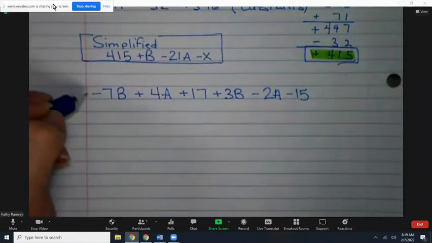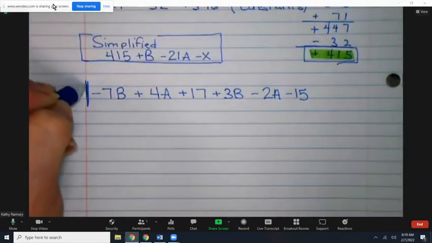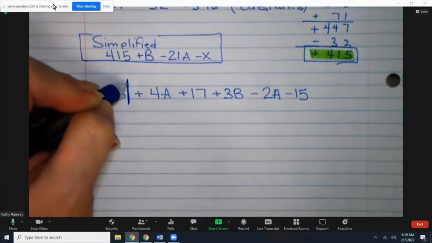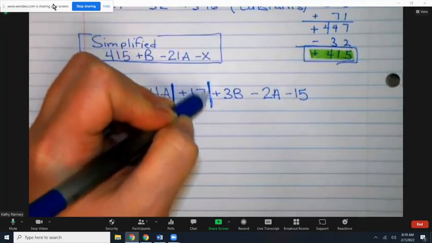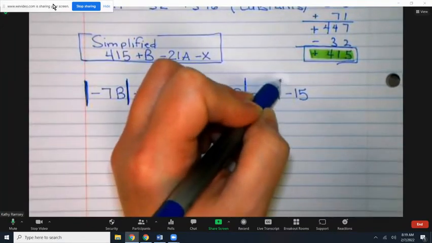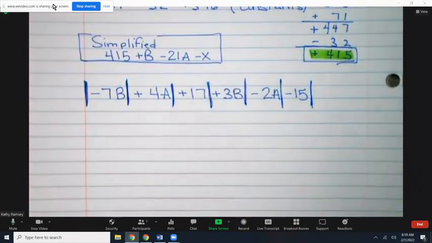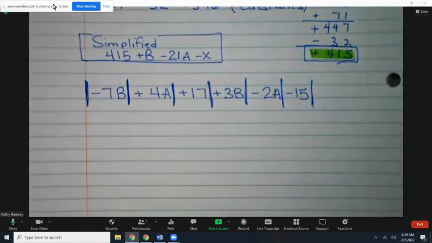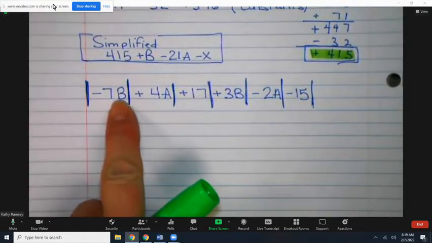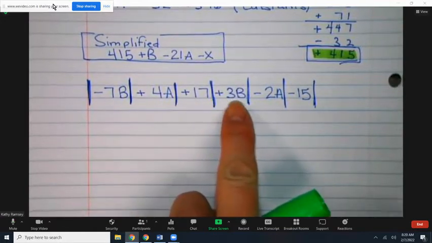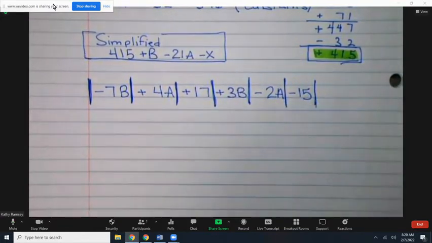All right, so we're going to go ahead and make our divider lines. And yes, at this point, I do expect you to give me the divider lines. Later, when we get better, we can go without them, but for now, I want you to have the divider lines. Okay, so you remembered to put the negative or the positive with the number or the variable.